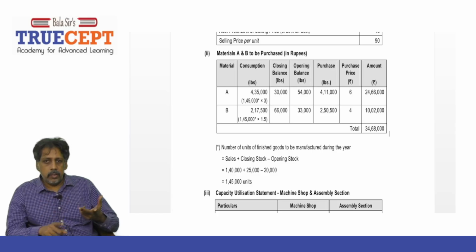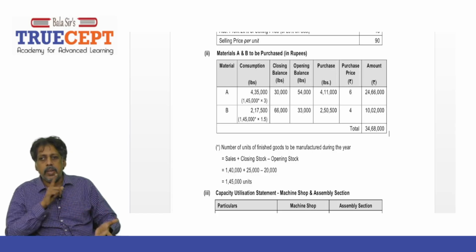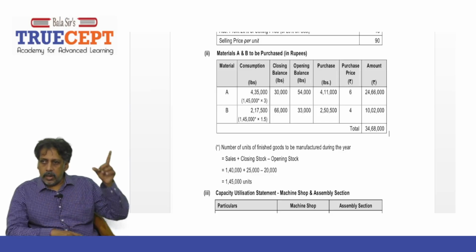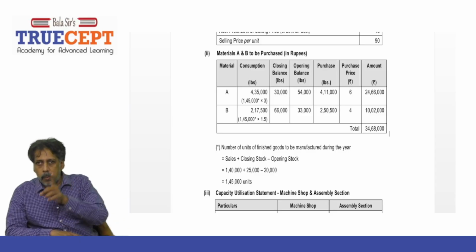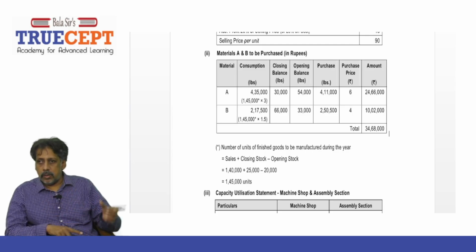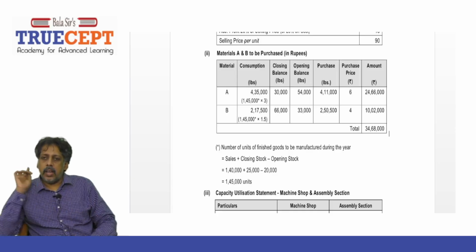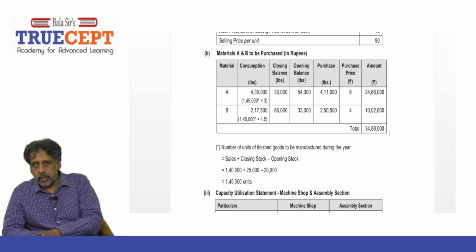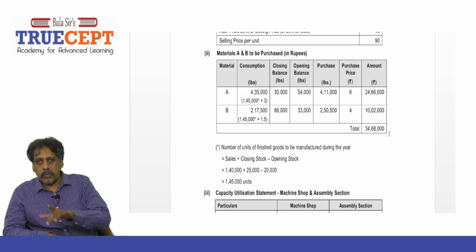And the third column is the closing balance of the material. Next column is the opening balance of material. Then purchases. You know how to find the purchase from the equation we learnt: you take the consumption plus closing balance minus opening balance of material, you will get your purchase of material. And price per LBS: 6 rupees for A and 4 rupees for B. And the last column is the purchase in value. These are the columns you're supposed to make.